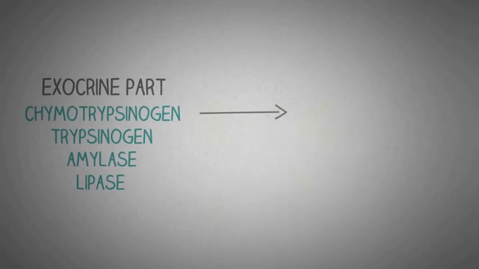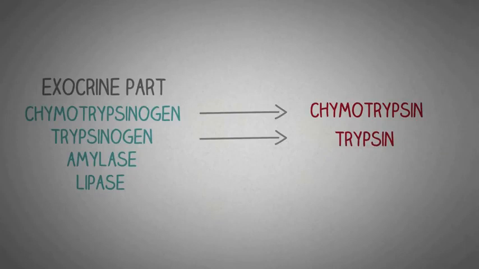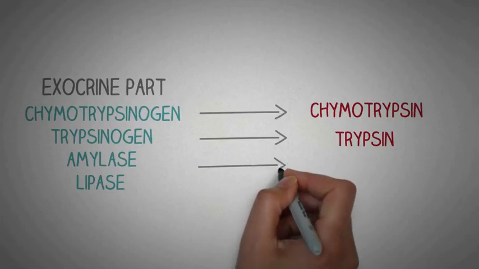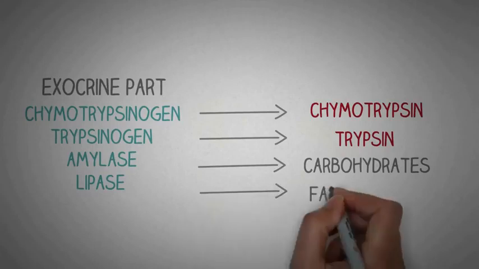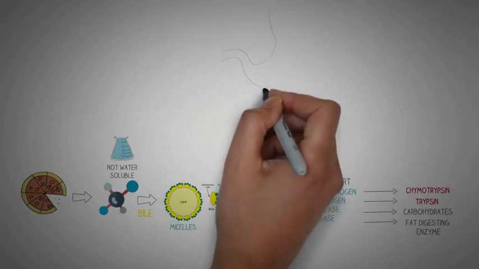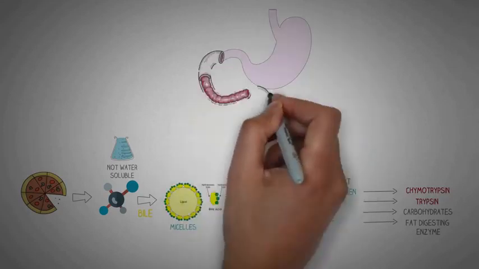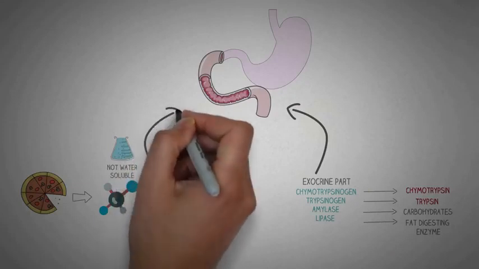Chymotrypsinogen is converted into chymotrypsin, and trypsinogen is converted into trypsin, which are the active forms of these enzymes. And these enzymes digest proteins. Amylase digests carbohydrates, whereas lipase digests fats. Now, approximately 1 hour after you take a meal, the food starts to enter the duodenum, where all these enzymes and bile start their action.